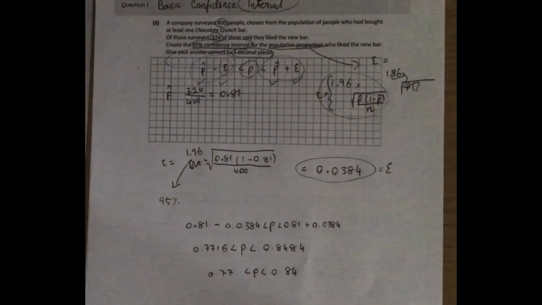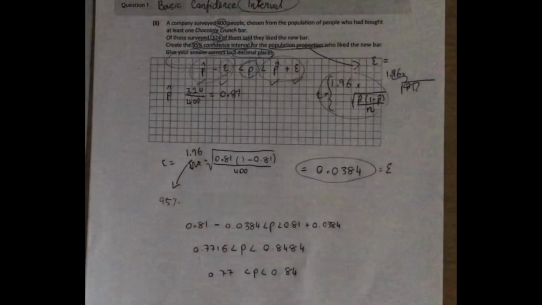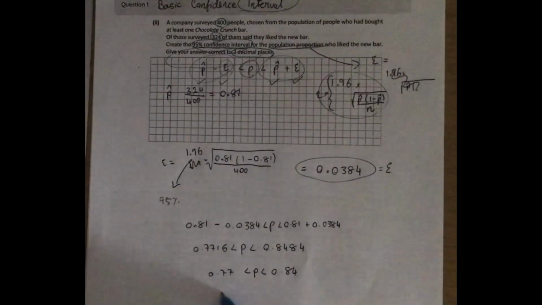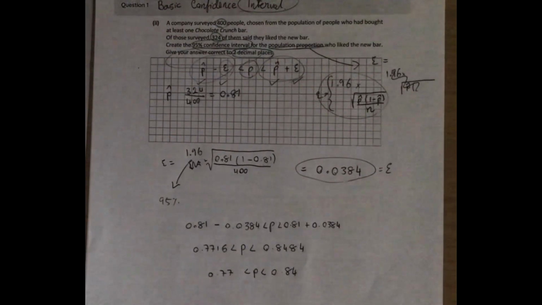So what this tells us is with our 95% confidence interval, we can conclude that between 77% and 84% of people did like the bar.